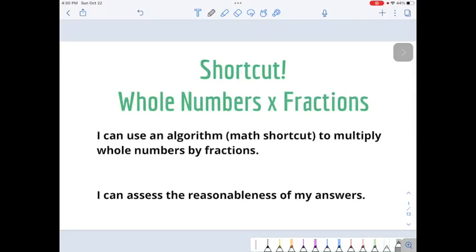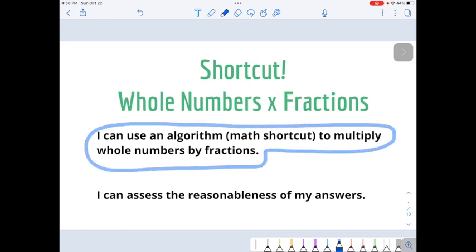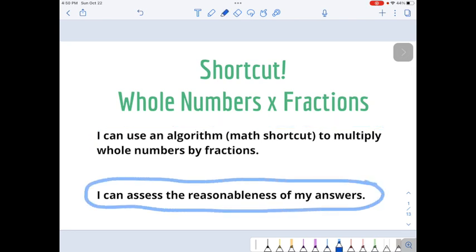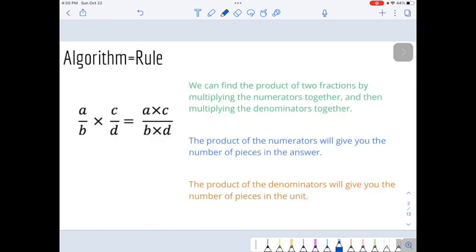Hey, sixth grade, we finally get to a lesson that involves a shortcut, so we won't have to keep drawing out pictures for every single example. We are going to use an algorithm. It's a math shortcut to multiply whole numbers by fractions. But when you use shortcuts, you have to think about your answer. Does your answer make sense? Is it reasonable? Here we go.